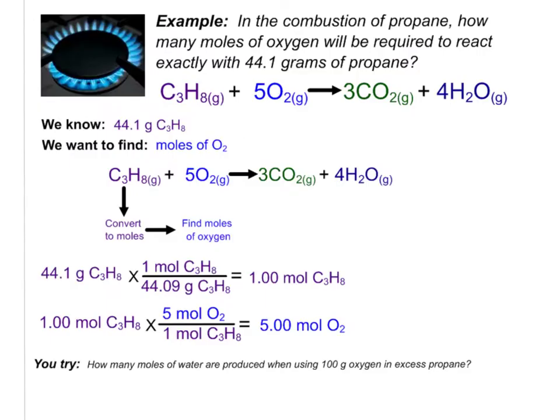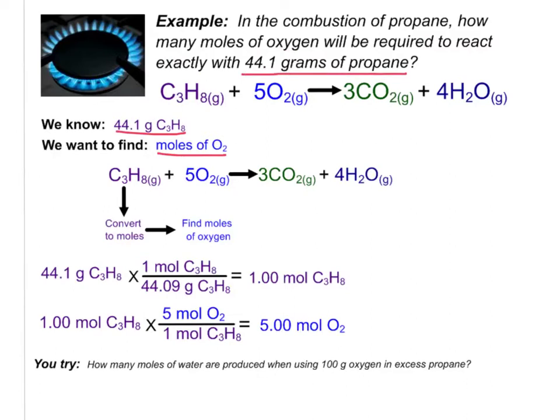Now we're going to apply some concepts to chemical equations. We're going to do this by looking at an example of combustion of propane. The question is how many moles of oxygen will be required in order to react exactly with 44.1 grams of propane. So here we have, what do we know? We know 44.1 grams of propane. And what do we want to find? We want to find moles of oxygen. So let's look at how we do this.